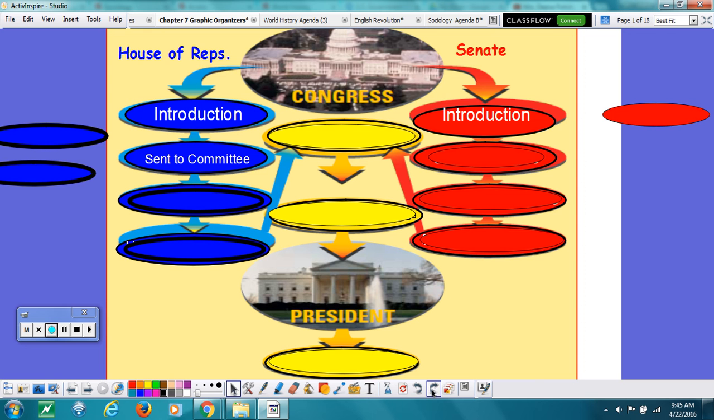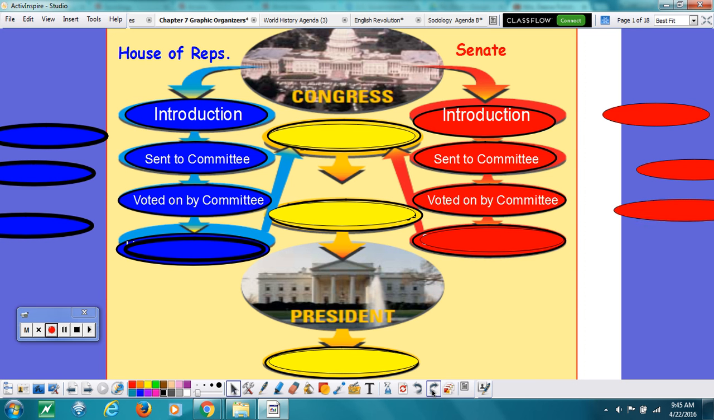After that, the bill is sent to committee, and in that committee it will be studied, maybe researched a little bit. It's possible that a bill could die right in committee before it ever leaves there. Once it is ready, then it will be voted on by a committee, either in the House or Senate. And again, a bill could die right at that point in time.